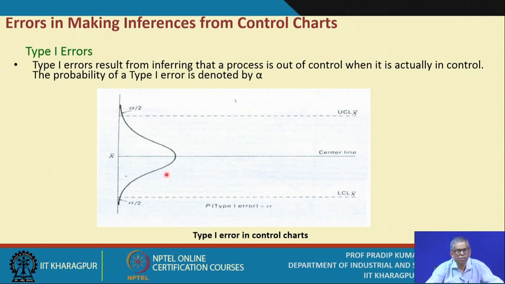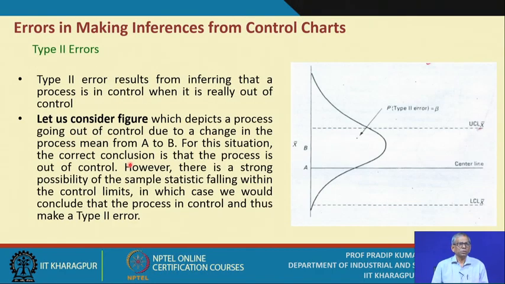So this way, even if the process is in control, you will find these two areas shown beyond the upper control limit as well as the lower control limit. This is the kind of error, and sometimes this type 1 error is also referred to as a false warning. That means unnecessarily you stop the process, you try to find out whether there is any assignable cause or not, and you do not find any. So you say the process remains in control.